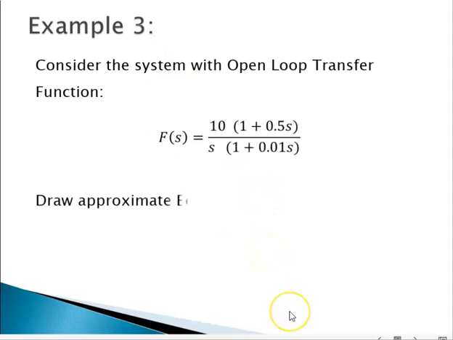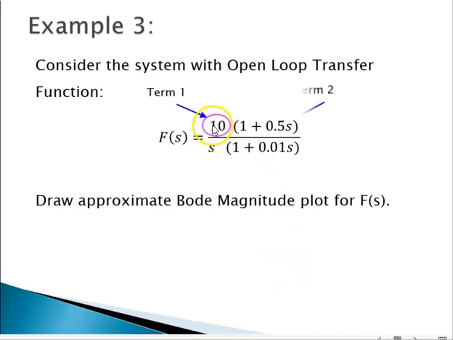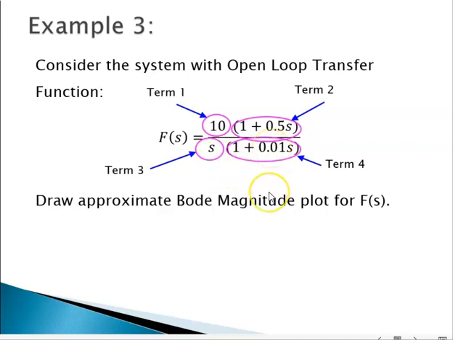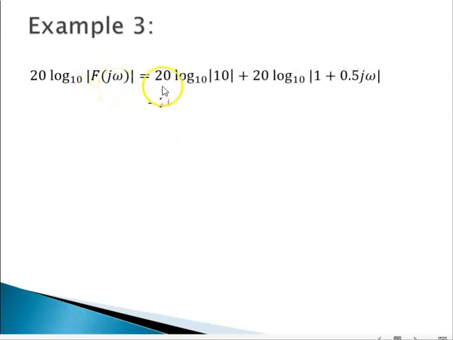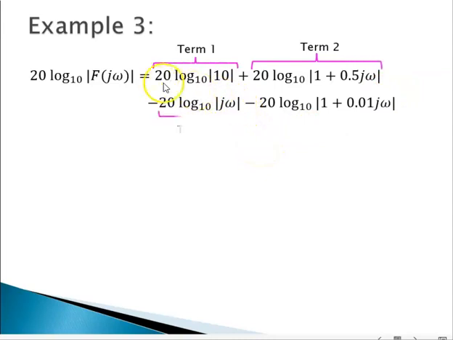The third example included several other terms. It included term 1, constant term. This is term 2, first order term. Term 3, which is a lone s term, and term 4. Let us begin writing the magnitude of this sinusoidal transfer function F of j omega. It will split nicely into 4 terms because product of the terms becomes sum of logarithms.